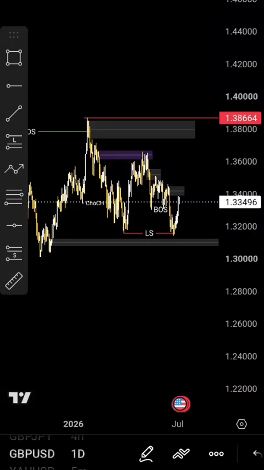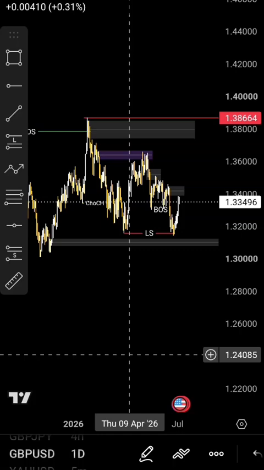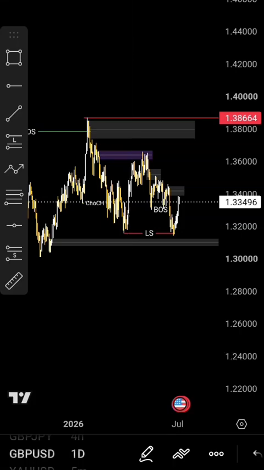We are looking at GBPUSD, that is the British pound against the US dollar, on a daily time frame. Before we start with any analysis, I just want to do a quick recap and see what this pair has actually been doing, and then we do the analysis and try to get a setup.